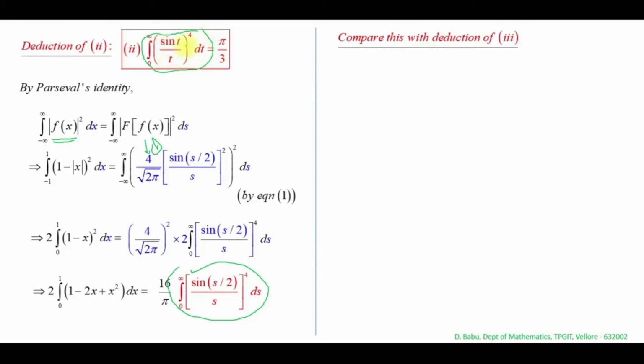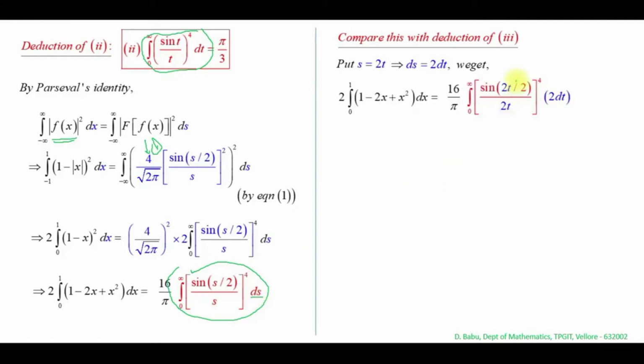Your numerator is sin of s by 2. So put s equal to 2t, then the 2 gets cancelled and we have sin t. Differentiating on both sides, ds equal to 2 dt. So substituting s equal to 2t, ds equal to 2 dt, we get this one. So now 2 gets cancelled.